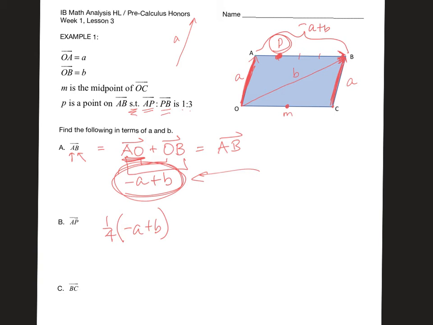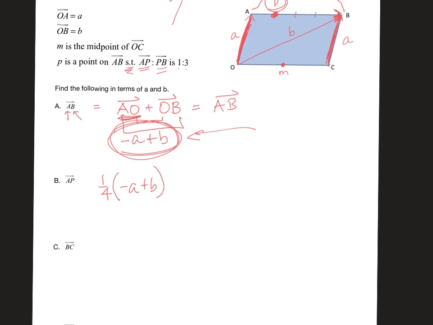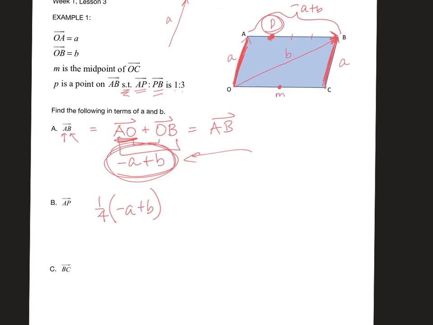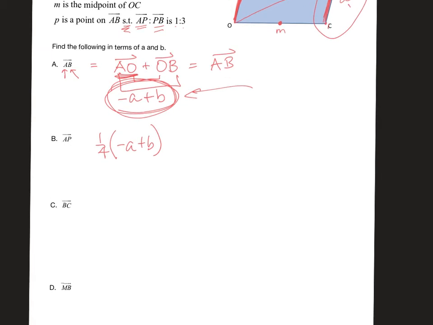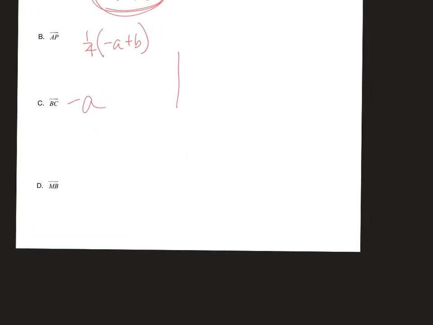All right, let's see if we can figure out BC. Okay, so BC, I need to get from B to C with a point in the middle. B to C, oh, actually, no, I don't. Take a look. I already labeled BC. Actually, I labeled CB, right? If you look really close, I know from C to B is A, which means this is just negative A.